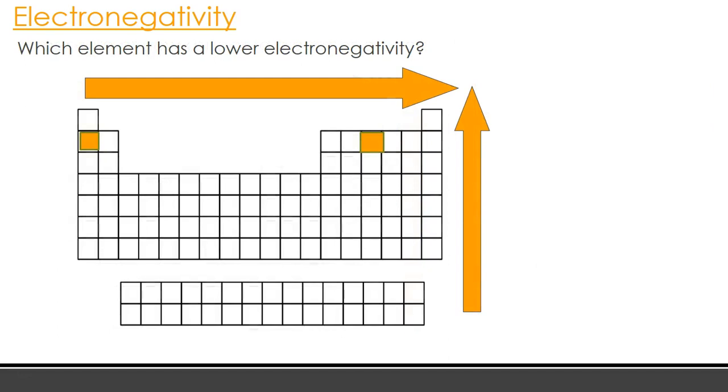So let's try this problem. Taking a look at these two elements, which element has a lower electronegativity? We know going from left to right on the periodic table, our electronegativity is increasing. Therefore, the element with the lowest electronegativity is going to be this one.